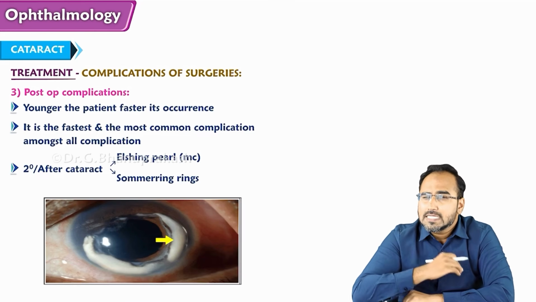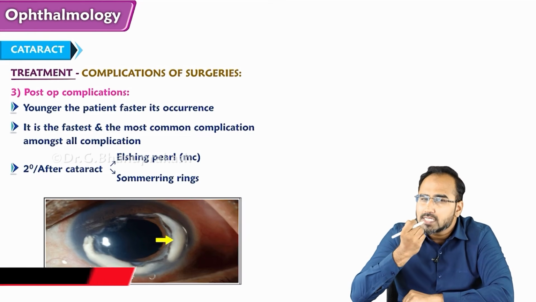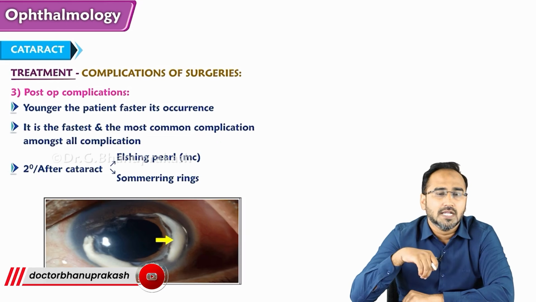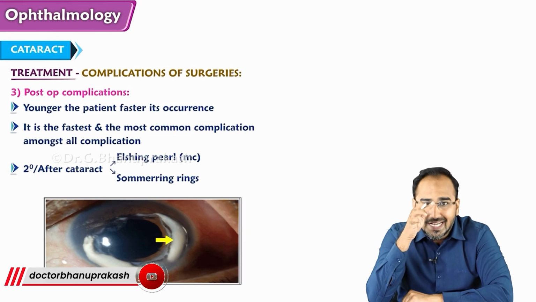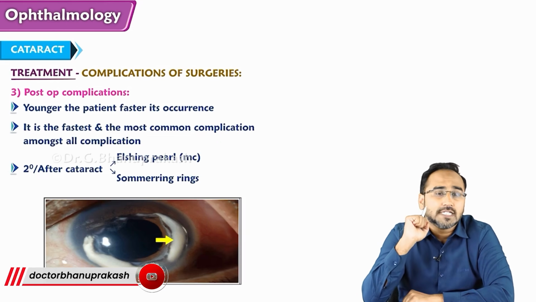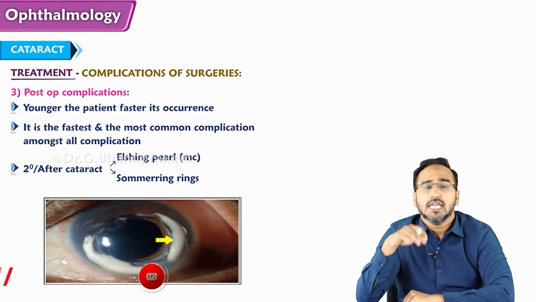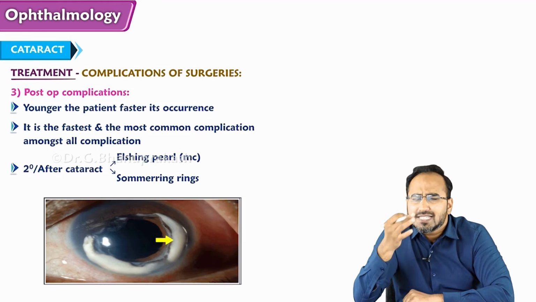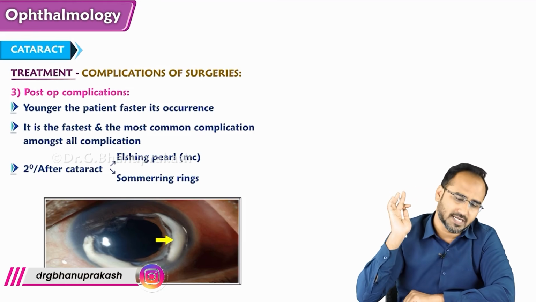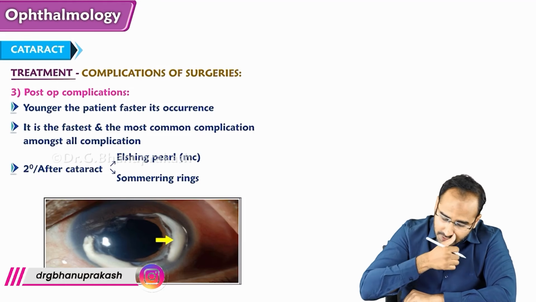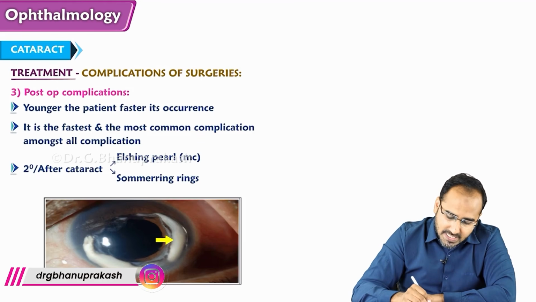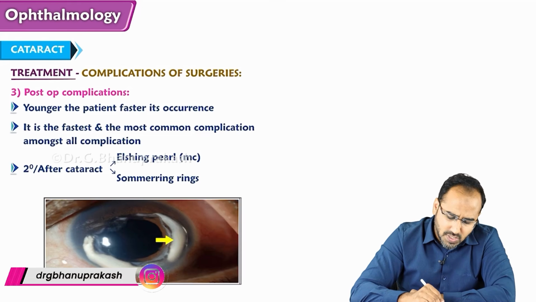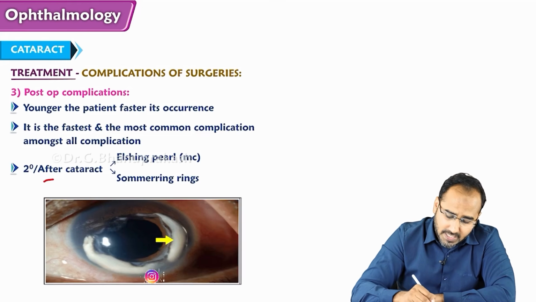Now while examining his eye, what will you see? You will see some pearl-like things developing on the lens. That is called as Elschnig pearls. Or you might see a ring developing near the lens, which is called as Soemmering rings. If you see these two things, they are classical features of what? After cataract. Right? So it is the fastest and the most common complication among all post-op complications, which is also called as after cataract. Okay?